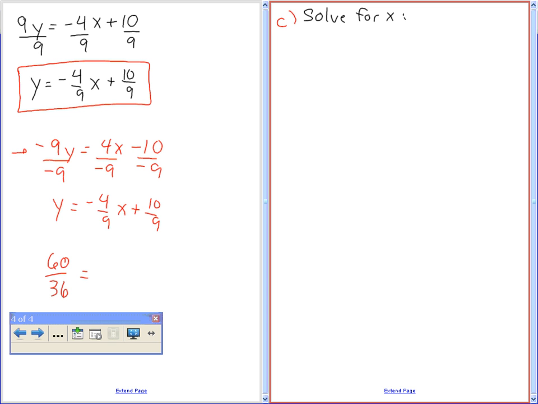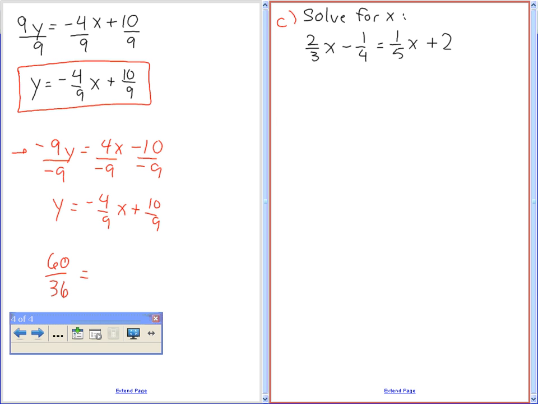Solve for x: 2 over 3 x minus 1/4 equals 1/5 x plus 2. Okay, I gave this question for a specific reason. This question was put in here because a mistake is very often made on it.